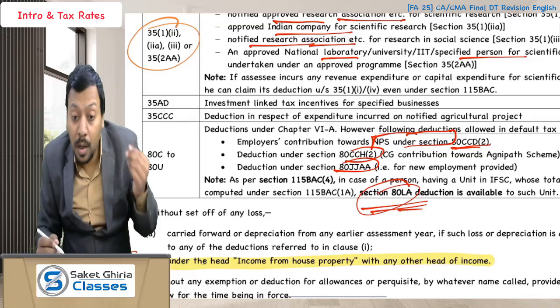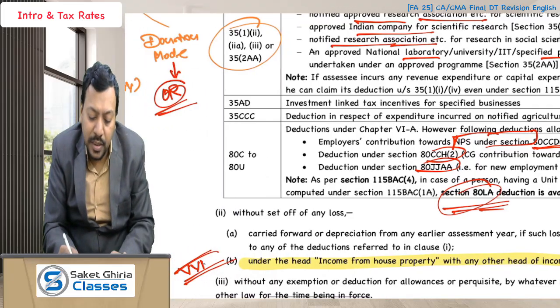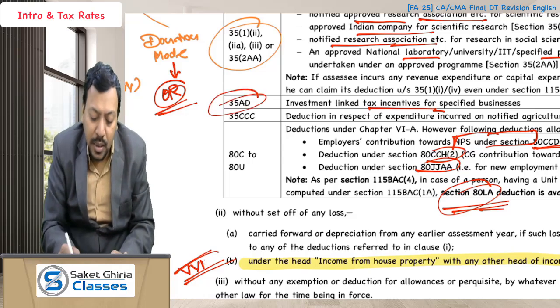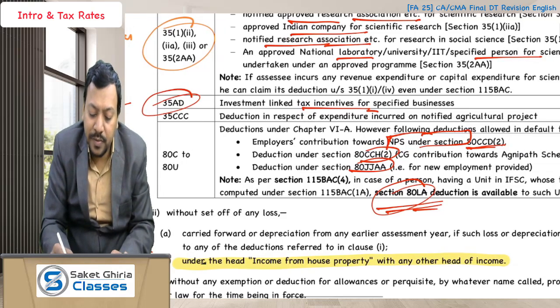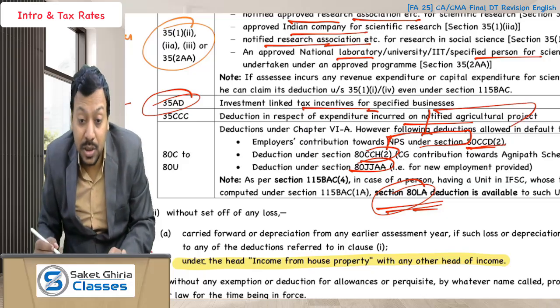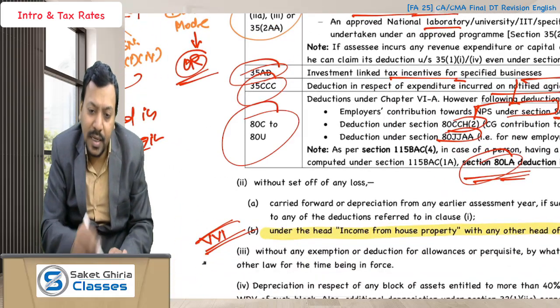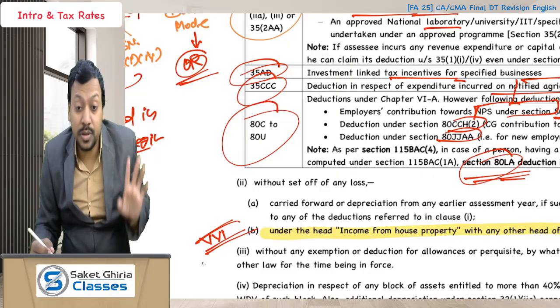Apart from this, you cannot claim the investment linked tax incentive for specified business under section 35AD. You cannot claim deduction in respect of expenditure incurred on notified agriculture extension projects under section 35CCC, and you cannot claim Chapter VI-A deductions except 4 sections.